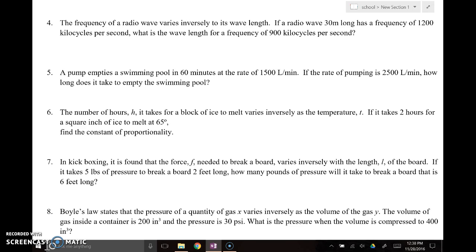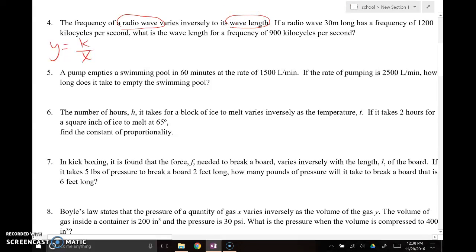Now I want to do a couple of application examples to help you with those. So for instance, number 4 is a great one. The frequency of a radio wave varies inversely to its wavelength. So right away we know that we're dealing with inverse variation. We are dealing with y equals k over x. And what I need to do is define what the y and the x variables are. So I look through here and it says radio waves vary inversely to wavelength.